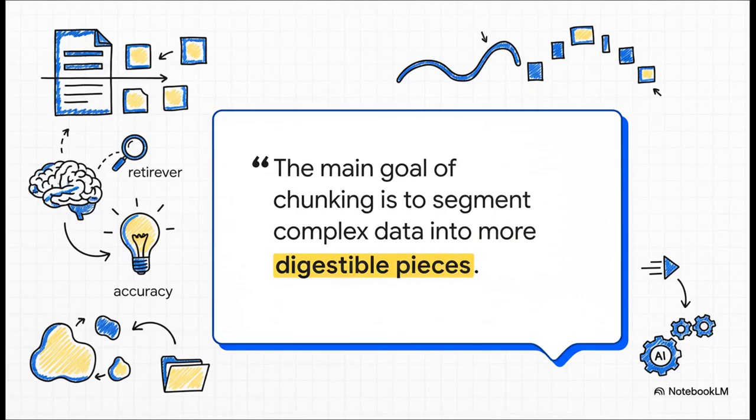And this quote here from Undata's via Databricks just nails it. It says, the main goal of chunking is to segment complex data into more digestible pieces. This improves retrieval accuracy and reduces computational overhead. Basically, you're taking huge documents and breaking them into small, meaningful paragraphs or chunks. This makes it way easier and faster for the AI to find the exact tidbit of info it needs. It's a total game changer for accuracy.